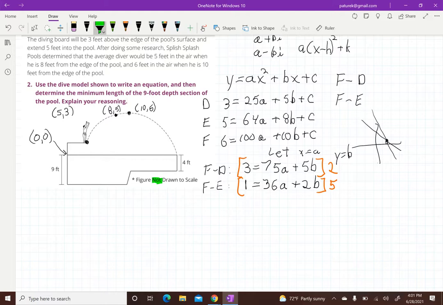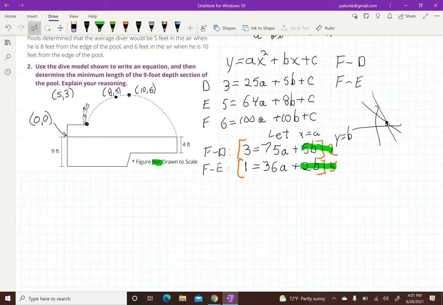How did I spot that? Because 2 times 5b is 10b, and 5 times 2b is also 10b. So that will set me up so that I can subtract one row from the other and eliminate b. So here we go. I'm going to take f minus d and multiply through by 2. 2 times 3 is 6. 75 times 2 is 150 times a. 5b times 2 is 10b.